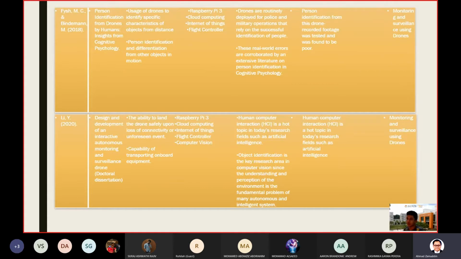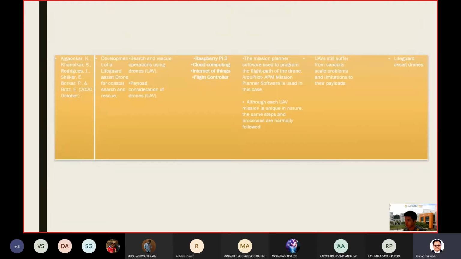Then another mostly related journal I found is design and development of an interactive autonomous monitoring and surveillance system, surveillance drones. That one also covers monitoring and surveillance using drones. And another important journal is development of lifeguard assist drone for coastal search and rescue.